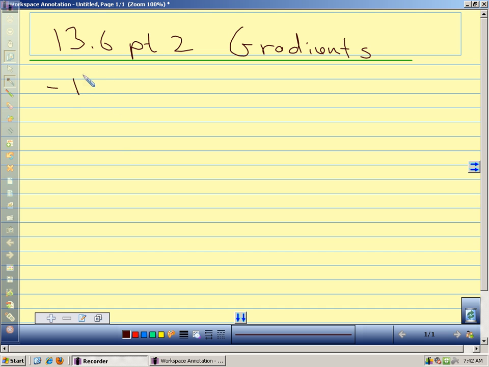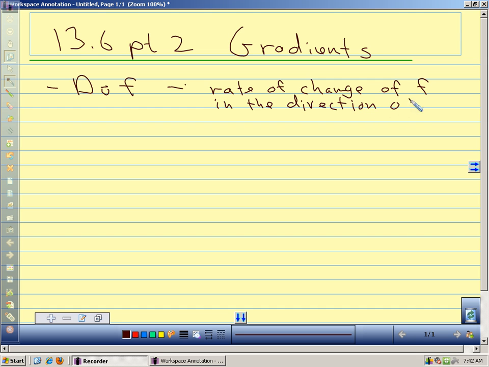The directional derivative in the direction of some vector of our function is the rate of change of the function in the direction of the vector. We want our vector to be a unit vector.